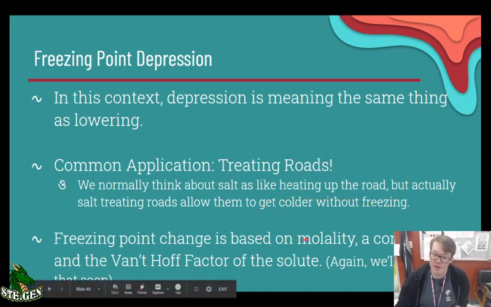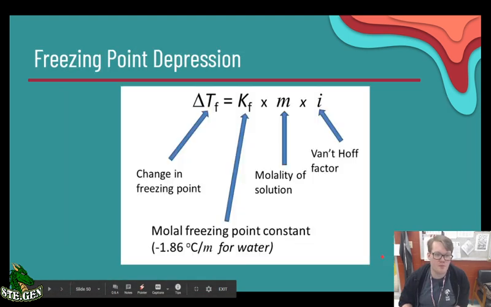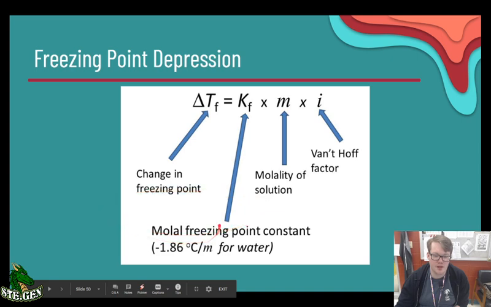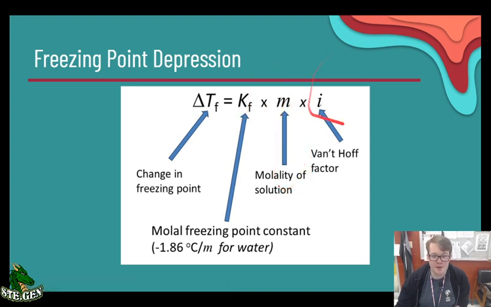It can change based on molality, a constant that's different than the boiling point constant, and then the Van 't Hoff factor again. We will explain that in a moment. So change in freezing point is equal to Kf. This time it's the molal freezing point constant. It's negative here, but we'll talk about that in our example. Times the molality of the solution times the Van 't Hoff factor.